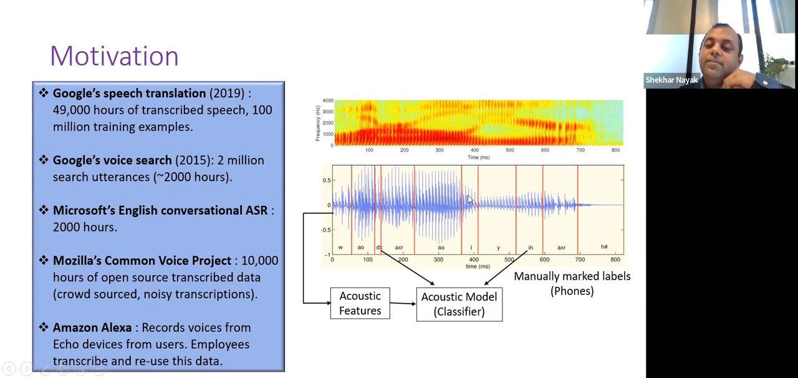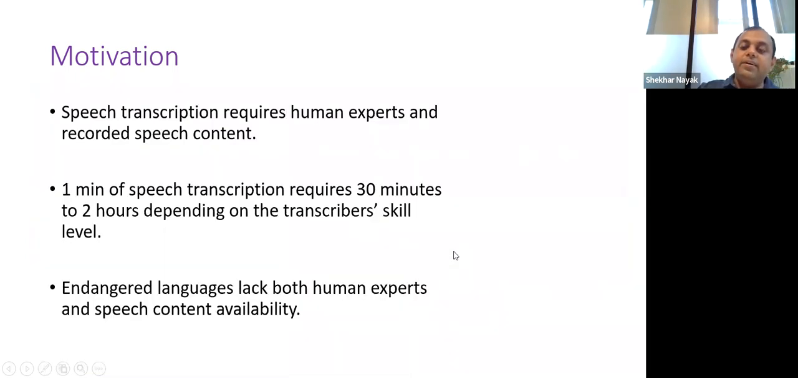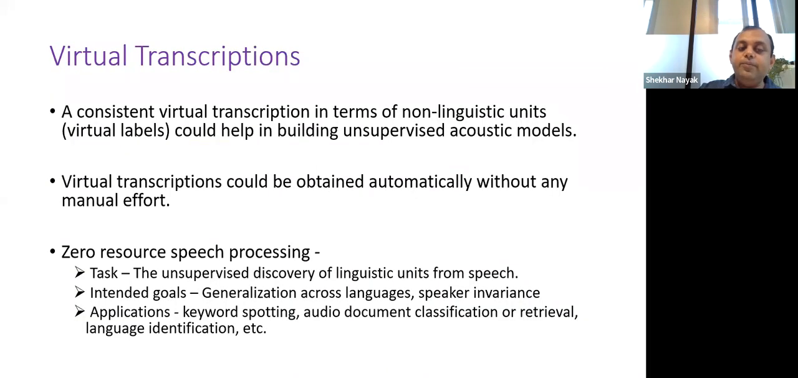in order to get unique phonemes or unique spoken units in order to build virtual transcriptions. These virtual transcriptions can be obtained automatically without any manual effort. And it will be in terms of non-linguistic units, virtual labels. These virtual labels need not be particularly word, syllable, or phoneme. It could be a mixture of those. It could be completely different. So it will be automatically determined by the computer.